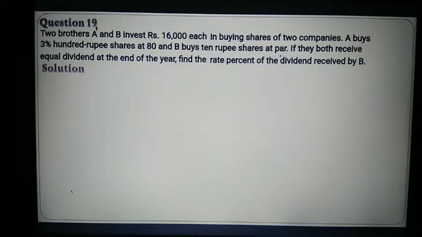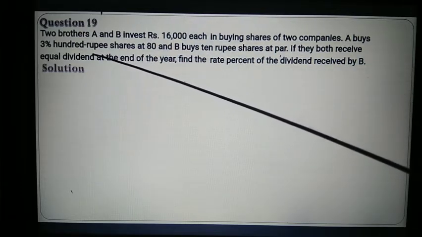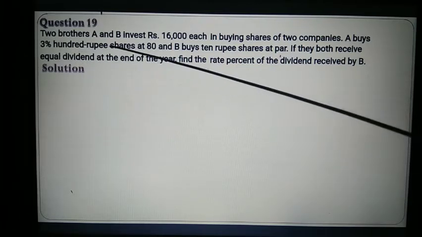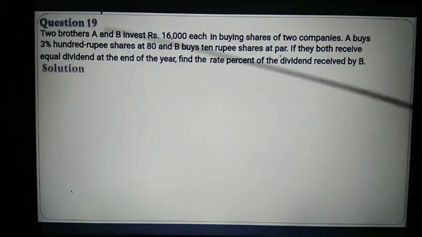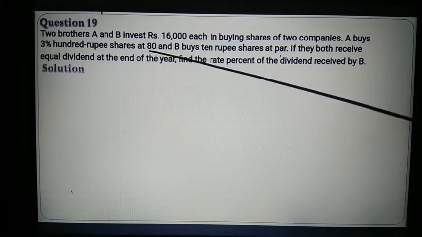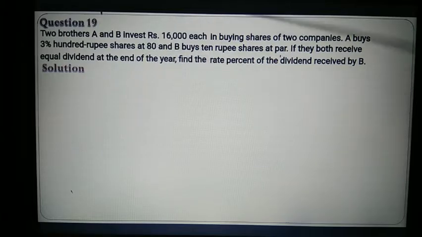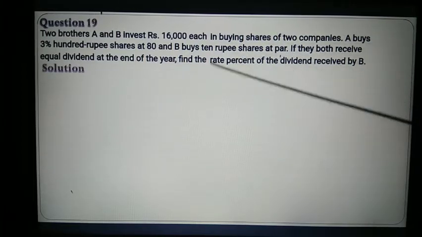So both A and B are investing rupees 16,000. So for both of them, investment is rupees 16,000. A buys 3% 100 rupee shares. That means rate of dividend is 3% and 100 rupee shares means nominal value is rupees 100. And he buys at 80, so my market value is going to be rupees 80, right? Similarly, B buys 10 rupees shares at par. At par means both nominal value and market value are going to be same.